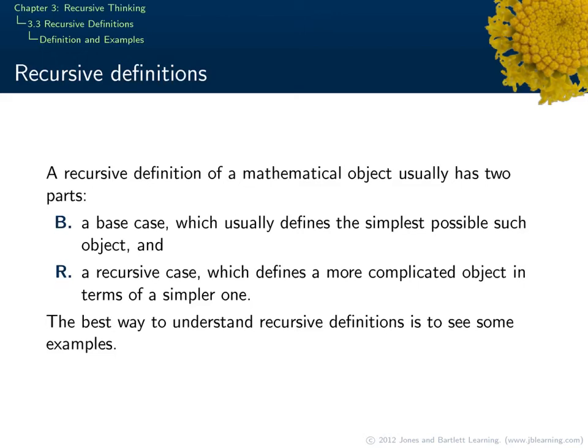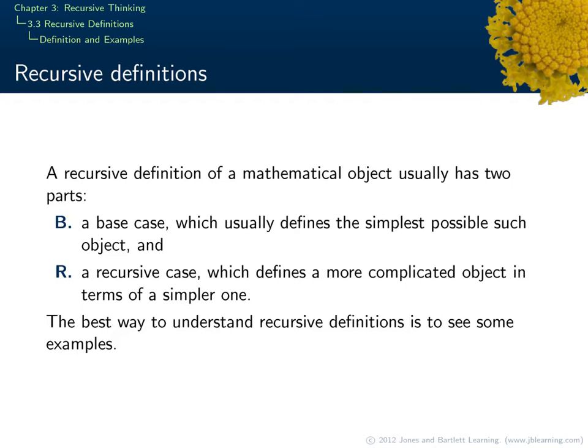We continue our study of self-referencing objects by now looking at what are called recursive definitions. A recursive definition of a mathematical object usually has two parts. First, a base case, which defines the simplest objects, and then a recursive case, which defines more complicated objects in terms of the simpler ones. The best way to understand recursive definitions is to see a few examples, which we'll present in the next several slides.